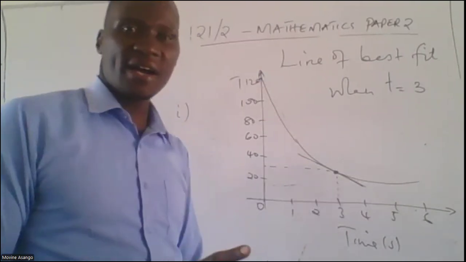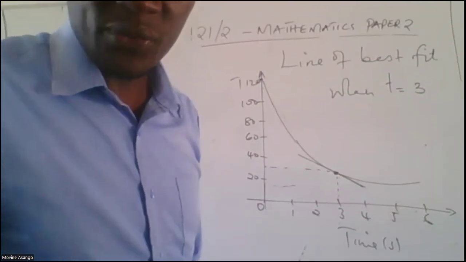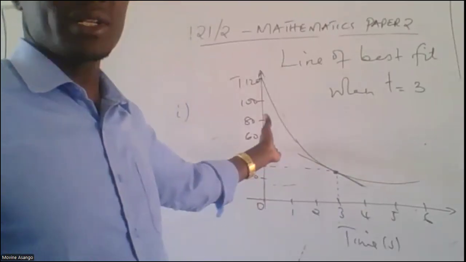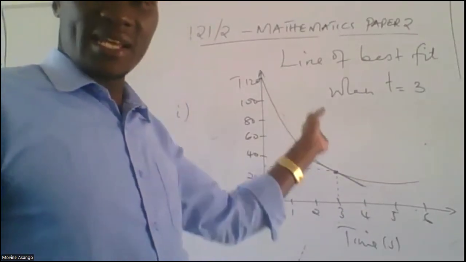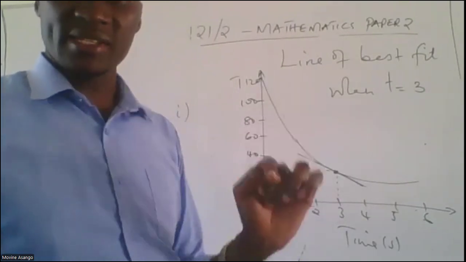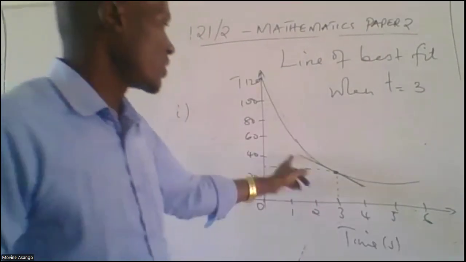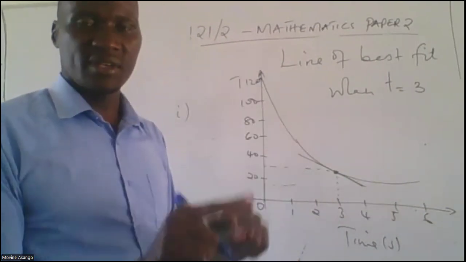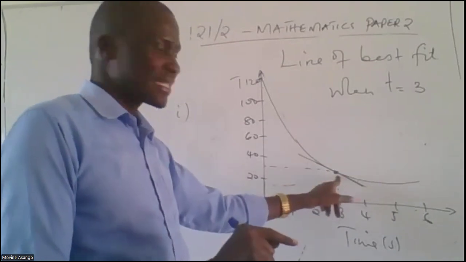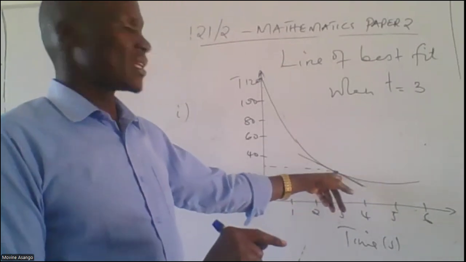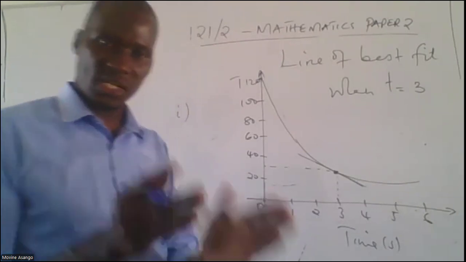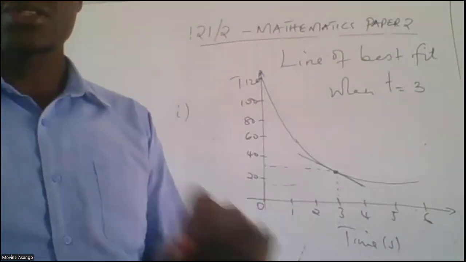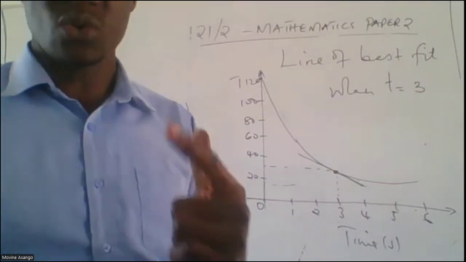But this is a curve. A curve does not have a constant gradient. Therefore, we are going to have what is called the instantaneous gradient, which will be given as a result of the tangent drawn. So at t equal to 3, what is the rate of change? The rate of change will be the gradient at 3. And the gradient at 3 definitely will be a tangent drawn. So you take your ruler and draw a tangent. A tangent is simply a straight line that touches a curve at only one point.